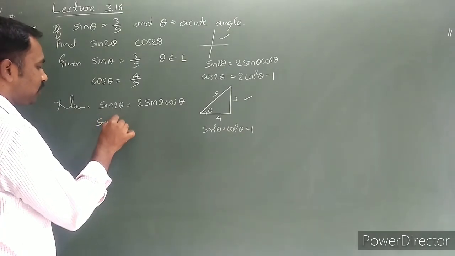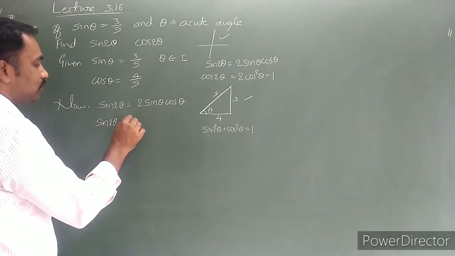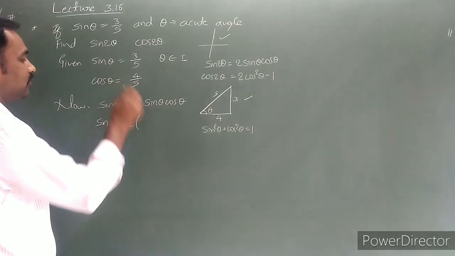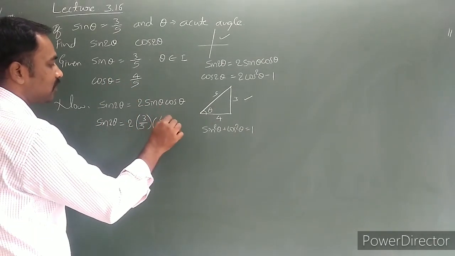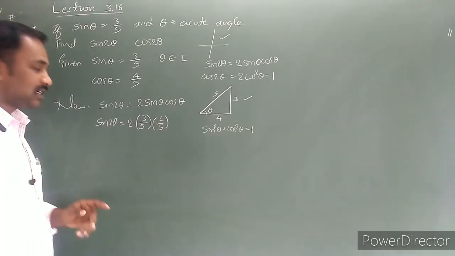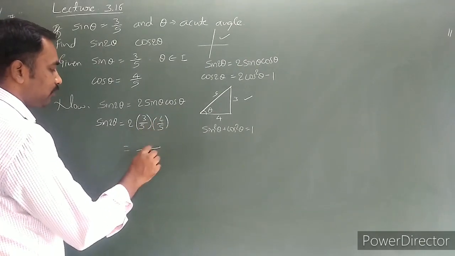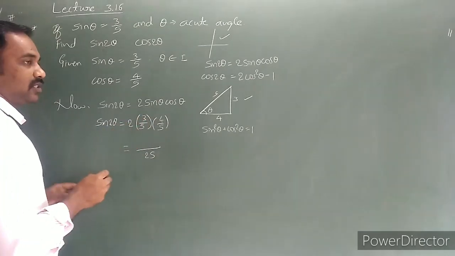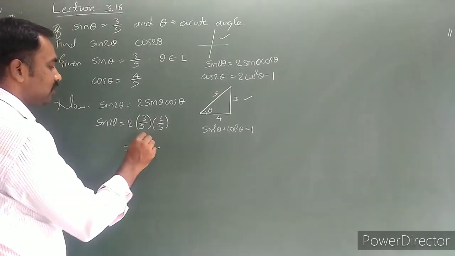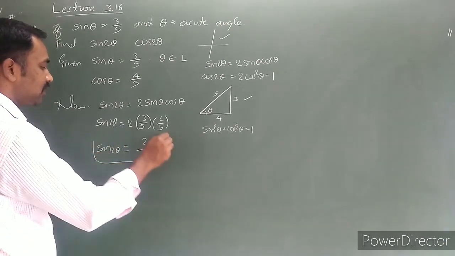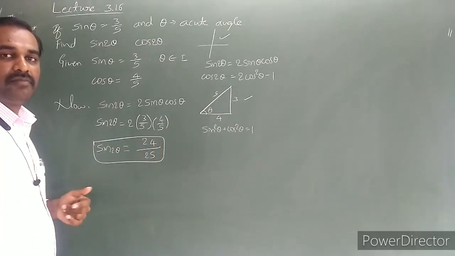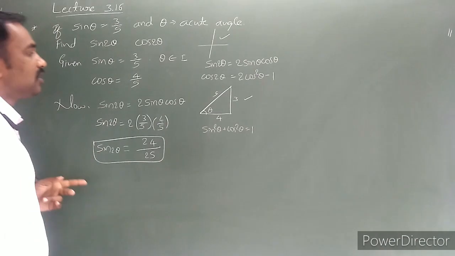So sin of 2 theta is equal to 2 times, what is the sin theta value? 3 divided by 5. What is the cos theta value? 4 divided by 5. Simplify. That's all. So 5 into 5, 25. 2 times 3 is 6, 6 into 4 is 24. So sin of 2 theta is equal to 24 divided by 25. It is also a positive value.